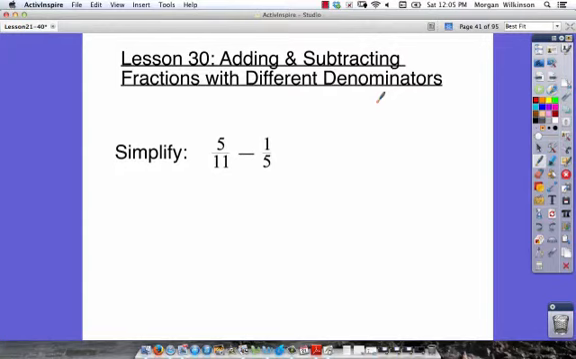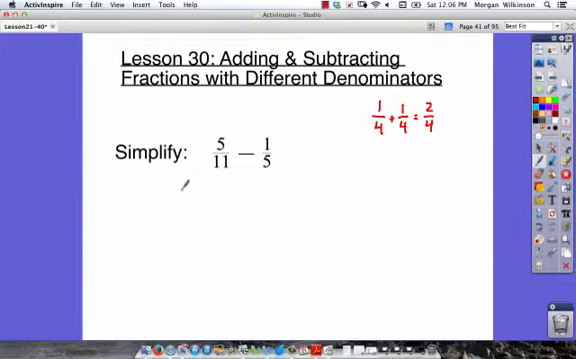Lesson 30 today is about adding and subtracting fractions with different denominators. Now we know the key thing to add and subtract fractions is to have the same denominator and to add or subtract the numerators. So if we had a problem like 1/4 plus 1/4, that would have to be equal to 2/4, because 1 plus 1 is 2, and the denominator stays the same when we add our fractions.